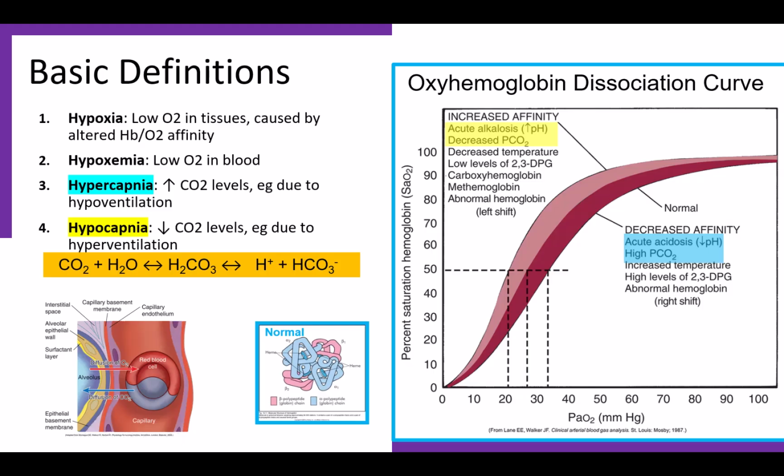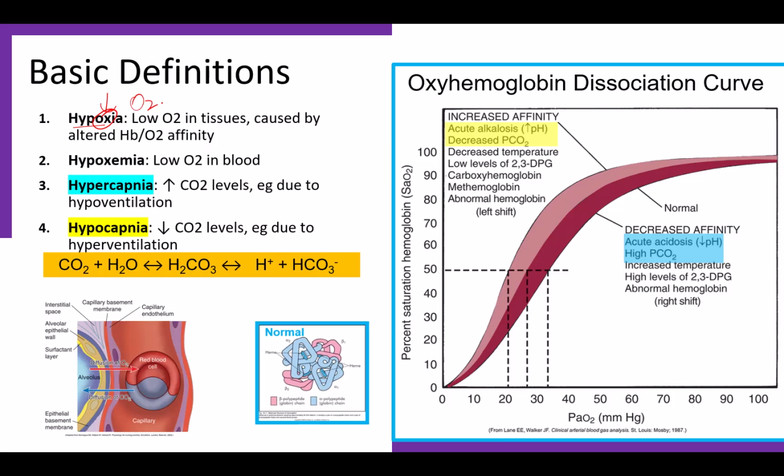So the first basic definition is hypoxia. So hypoxia can be split up into two parts. Hypo meaning less than, ox refers to oxygen. So hypoxia is when the oxygen levels in tissues is lower than normal, and it's caused by a change in the affinity of hemoglobin to oxygen.